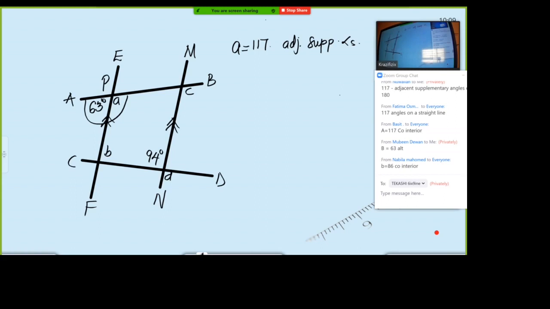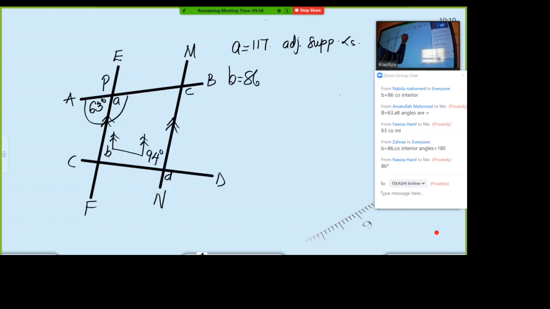What about B? Nabila, why is B 86? Co-interior. B 86, co-interior, because this line here is parallel to that line. So that's a U. So 94, and so B is 180 minus 94. And that will be 86 degrees. Co-interior. Thank you. What about C?